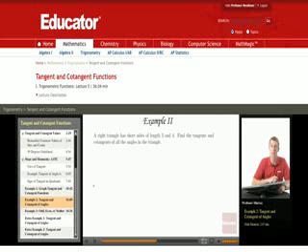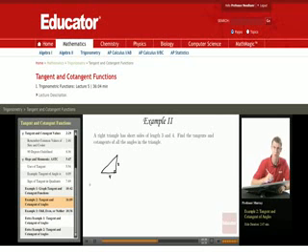Next example, we're going to look at some right angle triangles and try to work out some trigonometry there. So we're given that a right triangle has short sides of length 3 and 4, and we're trying to find the tangents and cotangents of all the angles in the triangle.